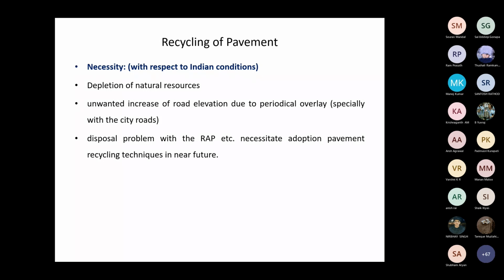You can see that in earlier days, if a road is there, shops had no entry issues; you have to climb to enter the shop floor. But later, as the road level keeps increasing with overlays, you have to get down to enter into the shops or your houses. So there is an unwanted increase of road elevation due to periodical overlay. Even though it's a minor problem, there are a lot of issues, especially with drainage.